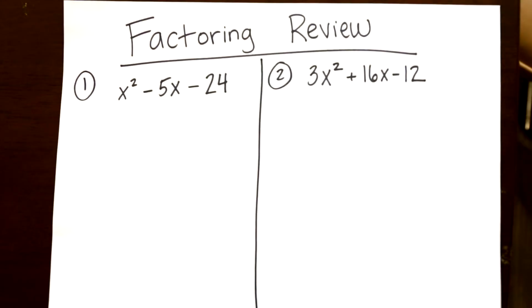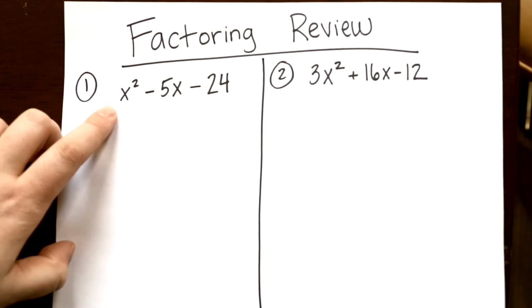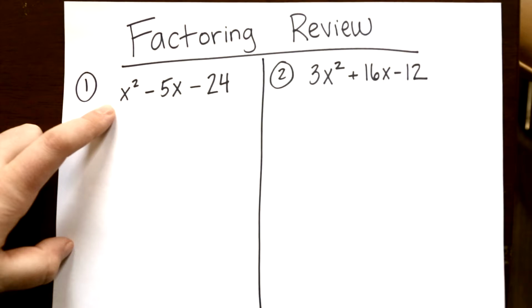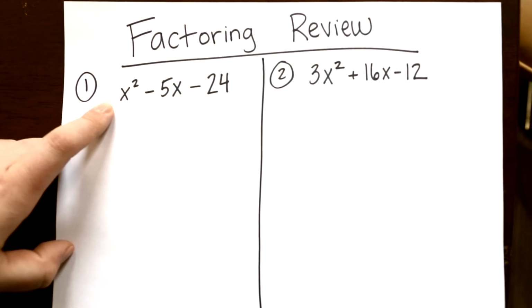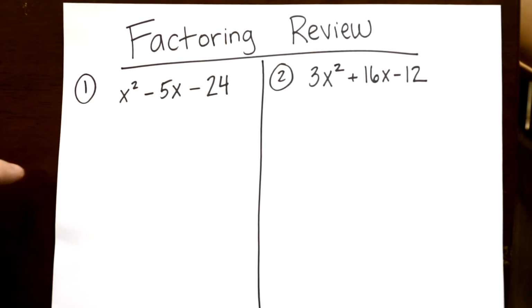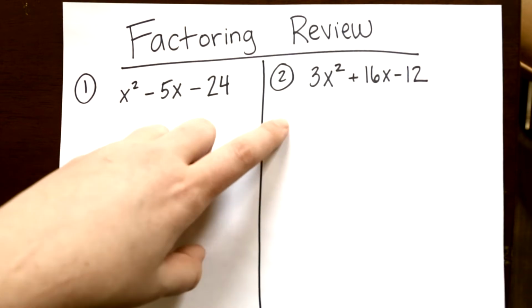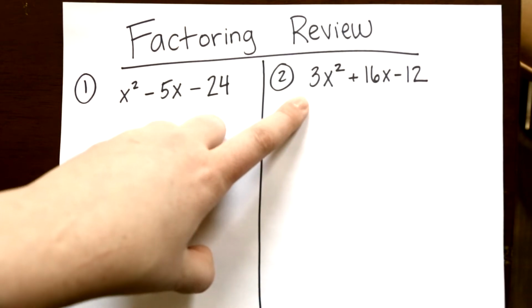Alright, so we're going to review factoring briefly. We basically have two scenarios. The first is when you don't have an a value that's different from just one, because we know we have an invisible one here. This is the standard, most basic way of factoring a quadratic. We'll do this one first, and then we'll get into when we have an a value in the front that's more than 1.